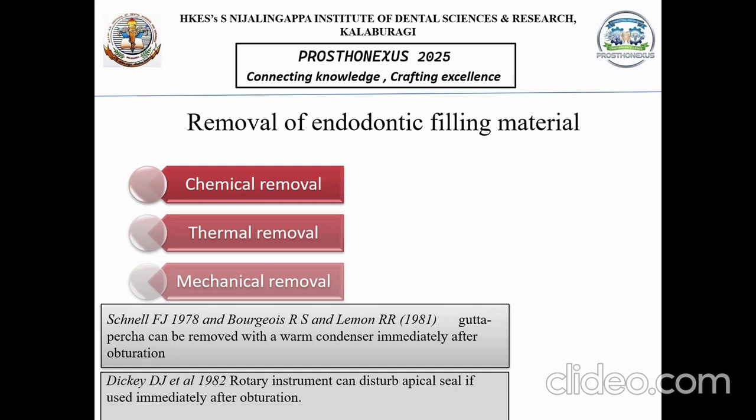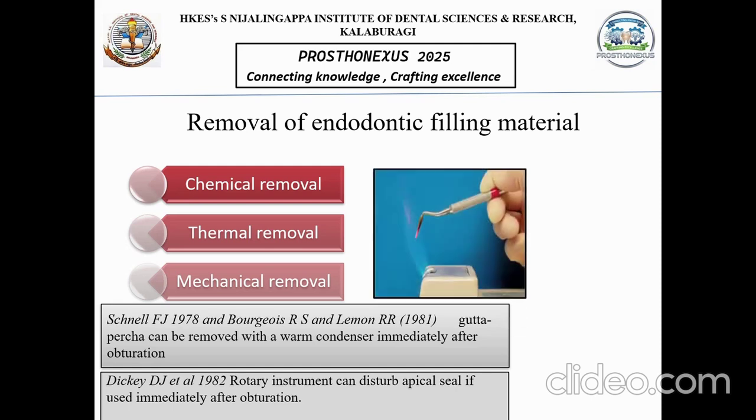It can be done by three methods. One is chemical, one is thermal, one is mechanical. Thermal is generally used; chemical is by using a GP solvent. Thermal is by using a hot condenser or your endoprobe and all. Mechanical removal is by rotary instruments. You can use Gates Glidden and steel or piezo removers to remove the remaining GP.